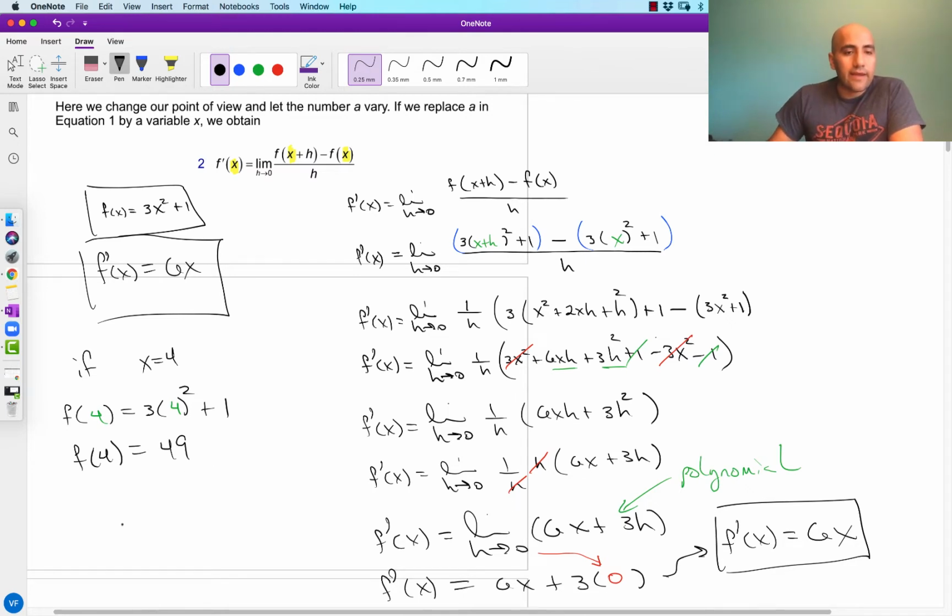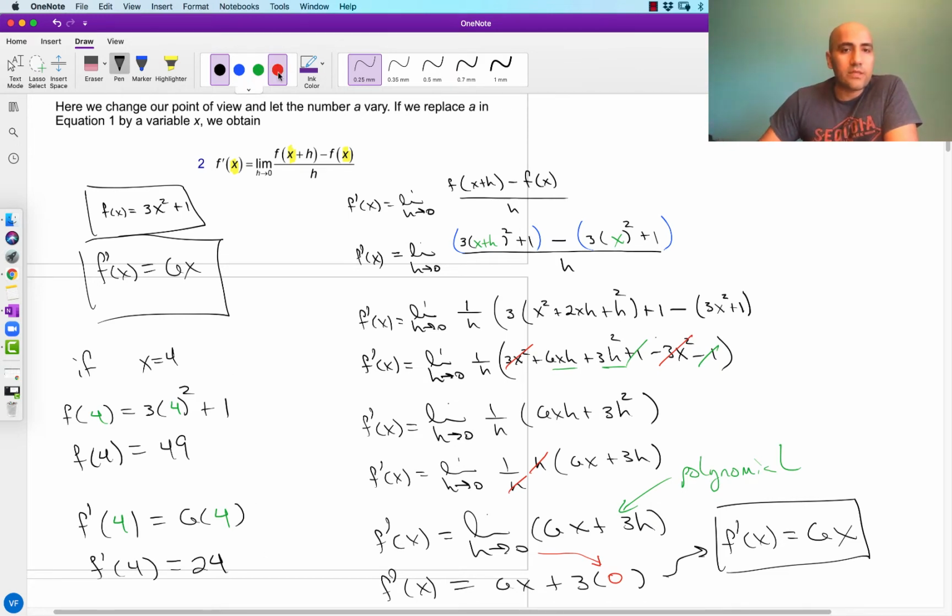On the other hand, if we go f prime of 4, if we look at the derivative function and we evaluate it at 4, what does that mean? We get a 4 there, we get a 4 there, we get a 24. So f prime of 4 equals 24.